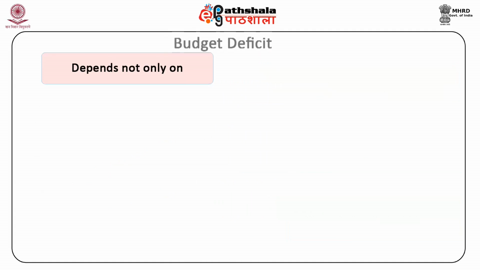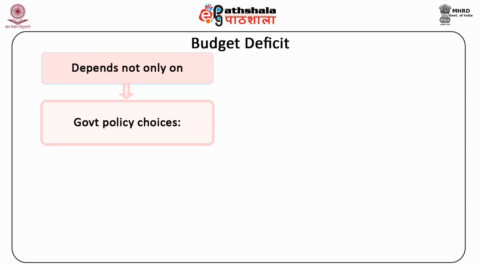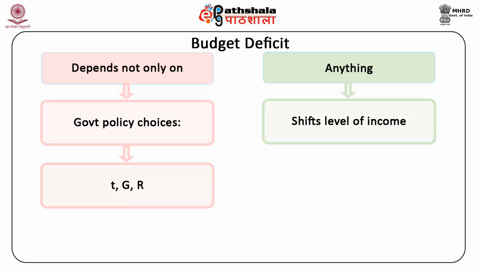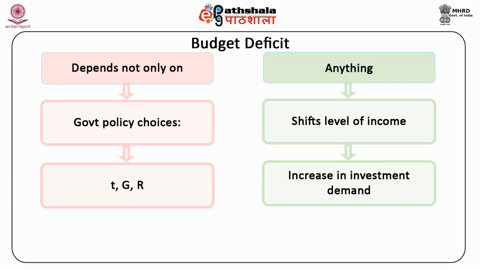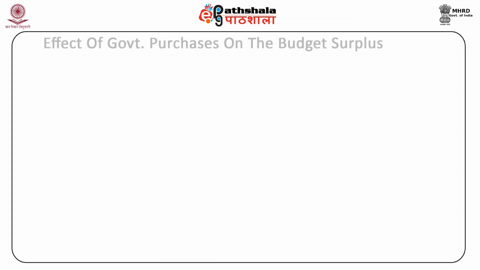The budget deficit depends not only on the government policy choices reflected in the tax rate small t, purchases capital G and transfers capital R, but also on anything else that shifts the level of income. For example, an increase in investment demand will increase income levels and hence the tax revenues, thereby improving the budget deficit. However, the government has done nothing that changed the deficit. Moving ahead, we study the effect of government purchases on the budget surplus.